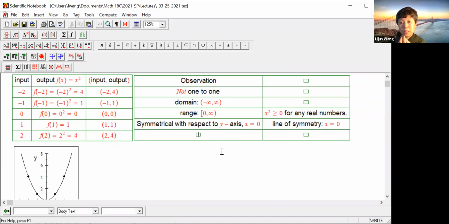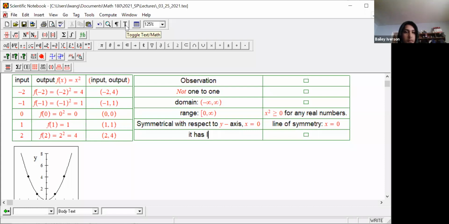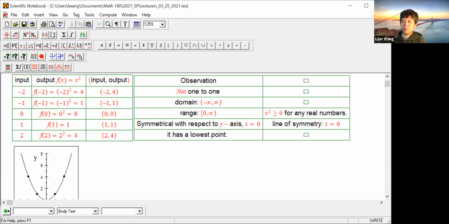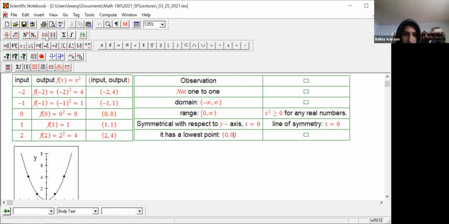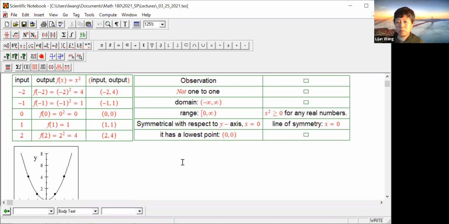Does it have a lowest point? Does it have a highest point? It has a lowest point. And what is that lowest point? 0, 0. Right? It has a lowest point. What is the meaning? When the input is 0, the output reaches its minimum value.